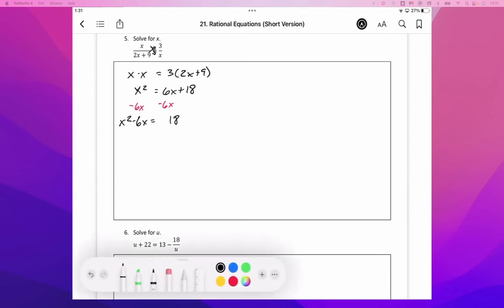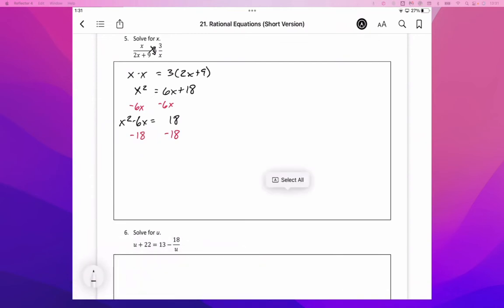You can successfully do these if you have a negative x squared, but like I said, it just kind of makes things a little bit more rotten. And with problems this difficult, the last thing we need is something more rotten. So I've got x squared minus 6x minus 18 is equal to 0 now.